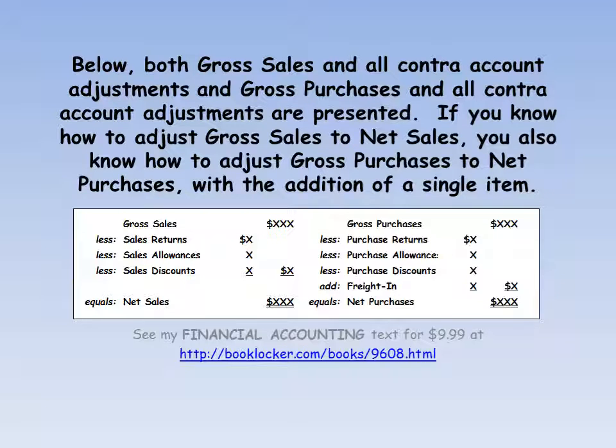So below, I've presented them side by side, and I want you to see how they're similar. Gross sales, revenue. Gross purchases, expense. Sales returns, contra revenue. Purchase returns, contra expense. Sales allowances, contra revenue. Purchase allowances, contra expense. Sales discounts, contra revenue. Purchase discounts, contra expense. Now in the case of purchases, we have to add an item. Notice this is a subtraction, subtraction, subtraction, addition. That's freight in or transportation in. And we arrive at net sales and net purchases.